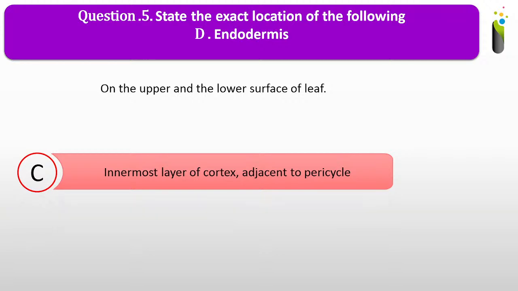And the correct answer for this question is C. So it is the innermost layer of the cortex adjacent to the pericycle.